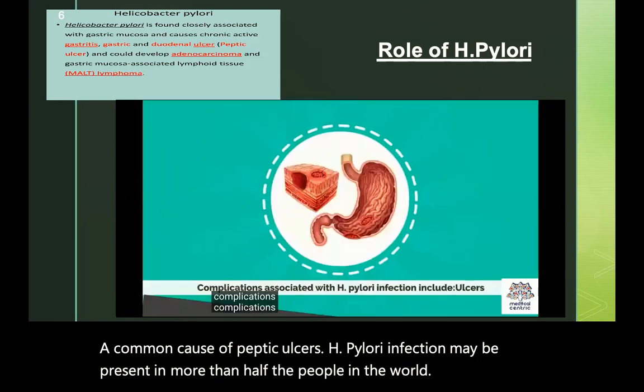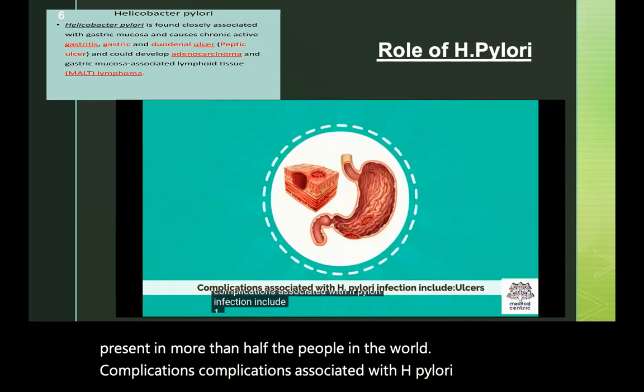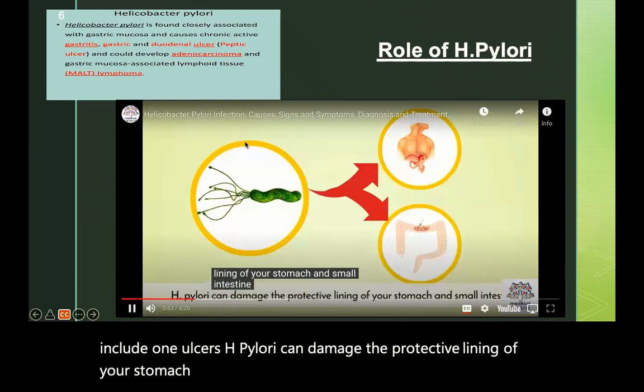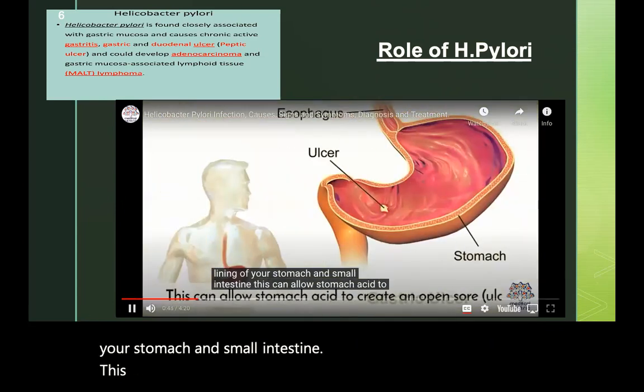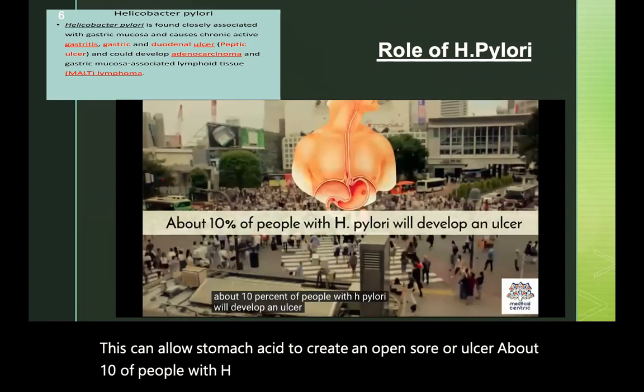Complications. Complications associated with H. pylori infection include 1. Ulcers. H. pylori can damage the protective lining of your stomach and small intestine. This can allow stomach acid to create an open sore or ulcer. About 10% of people with H. pylori will develop an ulcer.